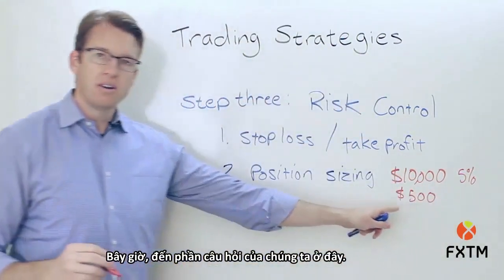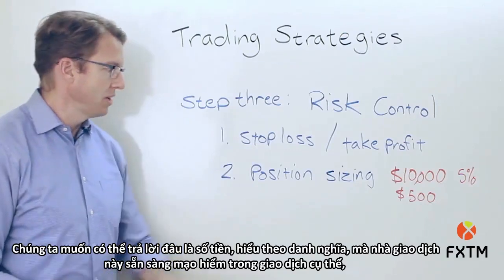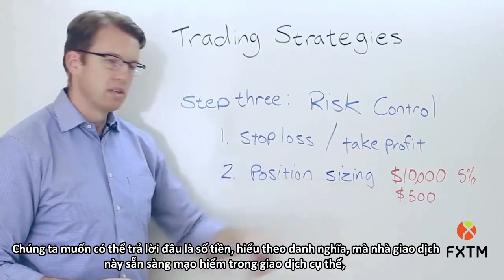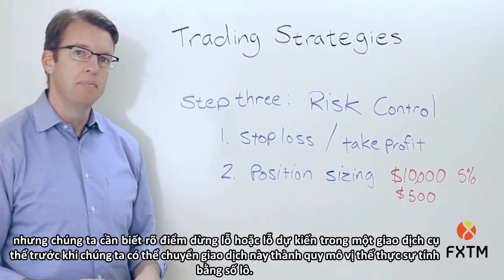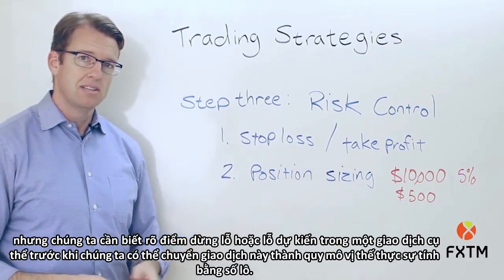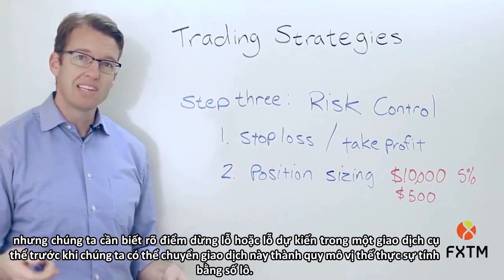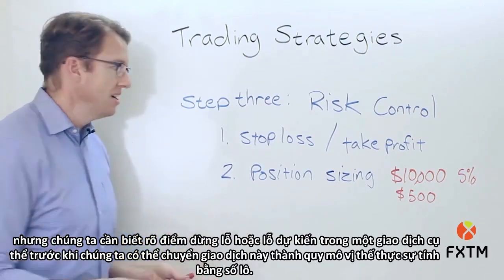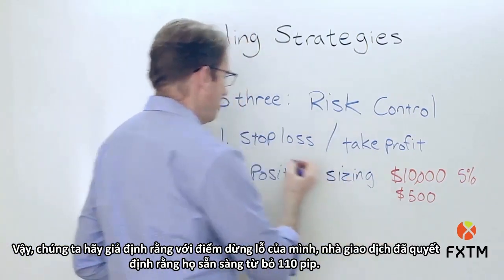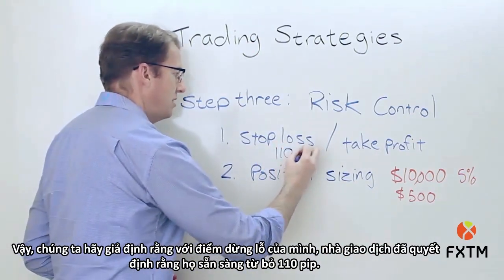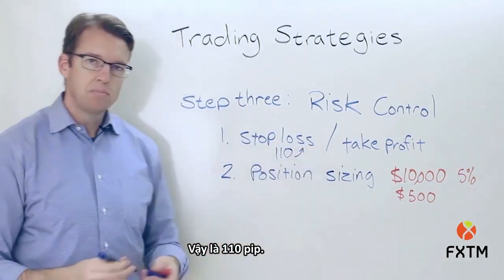Now, that's part of our question here. We want to be able to answer what is the amount of money in notional terms that this trader is willing to put at risk in a particular trade. But we need to know what the stop loss is, or what the expected loss is in a particular trade, before we can translate this into an actual position size in terms of how many lots. So let's say that for this trader, their stop loss, they've decided that they're willing to give up 110 pips. So 110 pips.